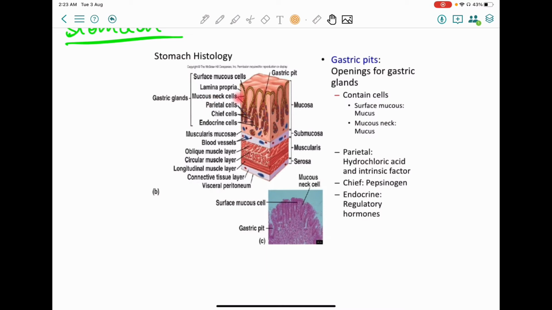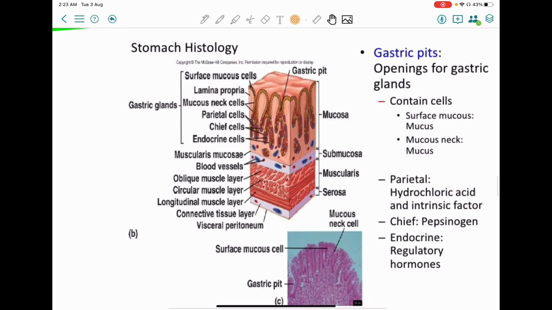Then what are the glands? There is mucus neck cell, and what will it produce? Here you can see the gastric pits, opening of gastric glands, containing cells such as surface mucus and mucus neck cell. And then parietal cells. What do these parietal cells secrete? They secrete HCl, hydrochloric acid, and some intrinsic factor. Parietal cells, you can see here, produce this.